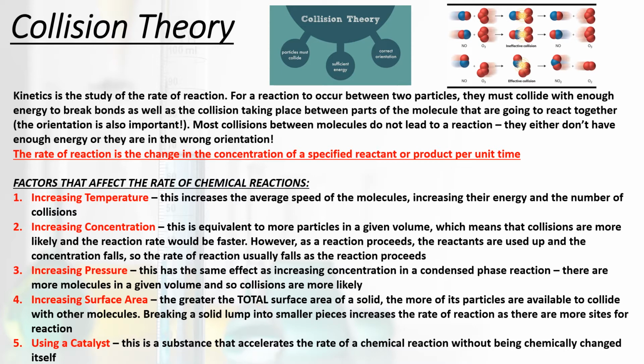And the final one is using a catalyst. So a catalyst is a substance that accelerates the rate of a chemical reaction without being chemically changed itself. So the catalyst that you put in at the start of the reaction, you will regenerate at the end of the reaction. And it accelerates the rate of a chemical reaction because it provides an alternative route for the reaction to proceed down. And the key thing is that it has a lower activation energy, which we'll come to later on.